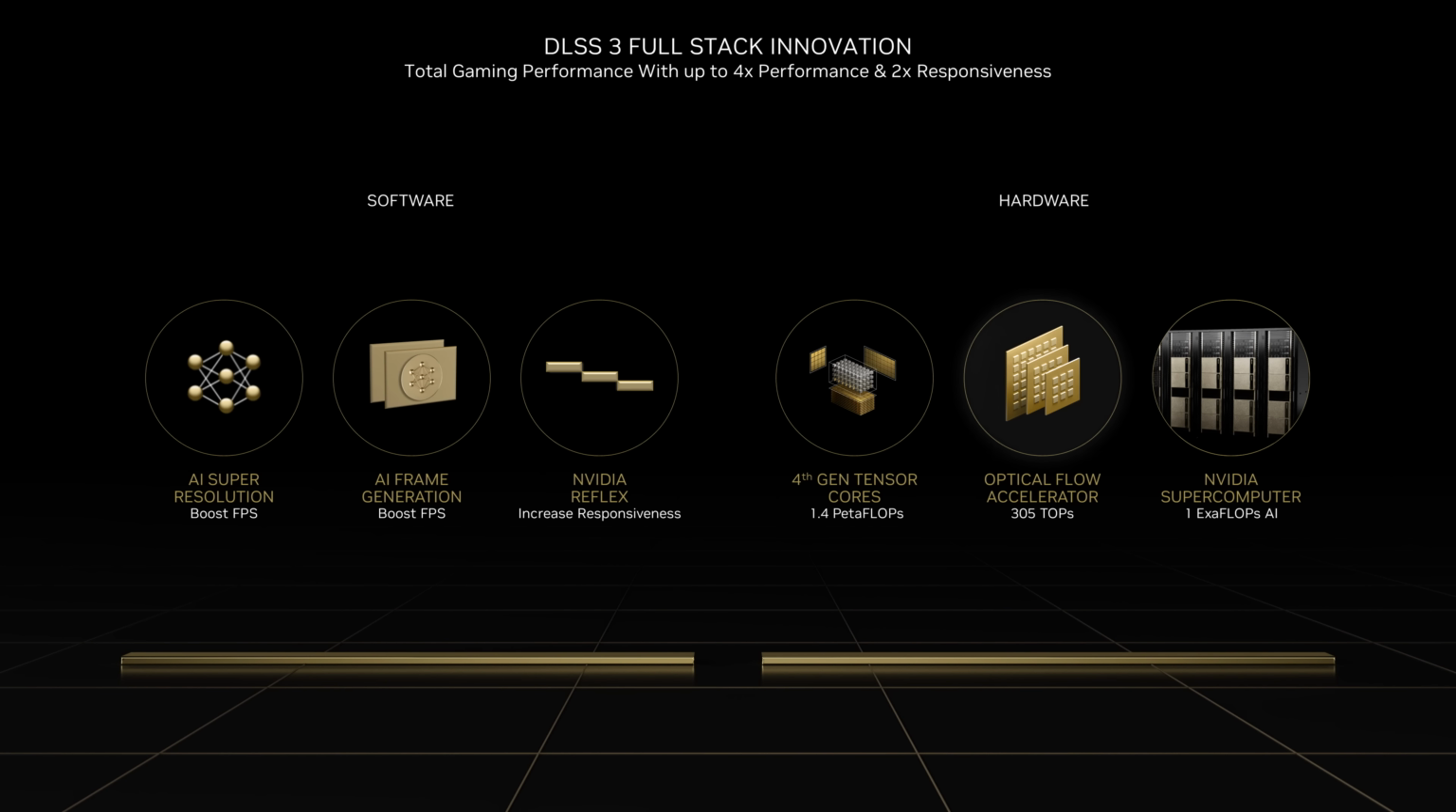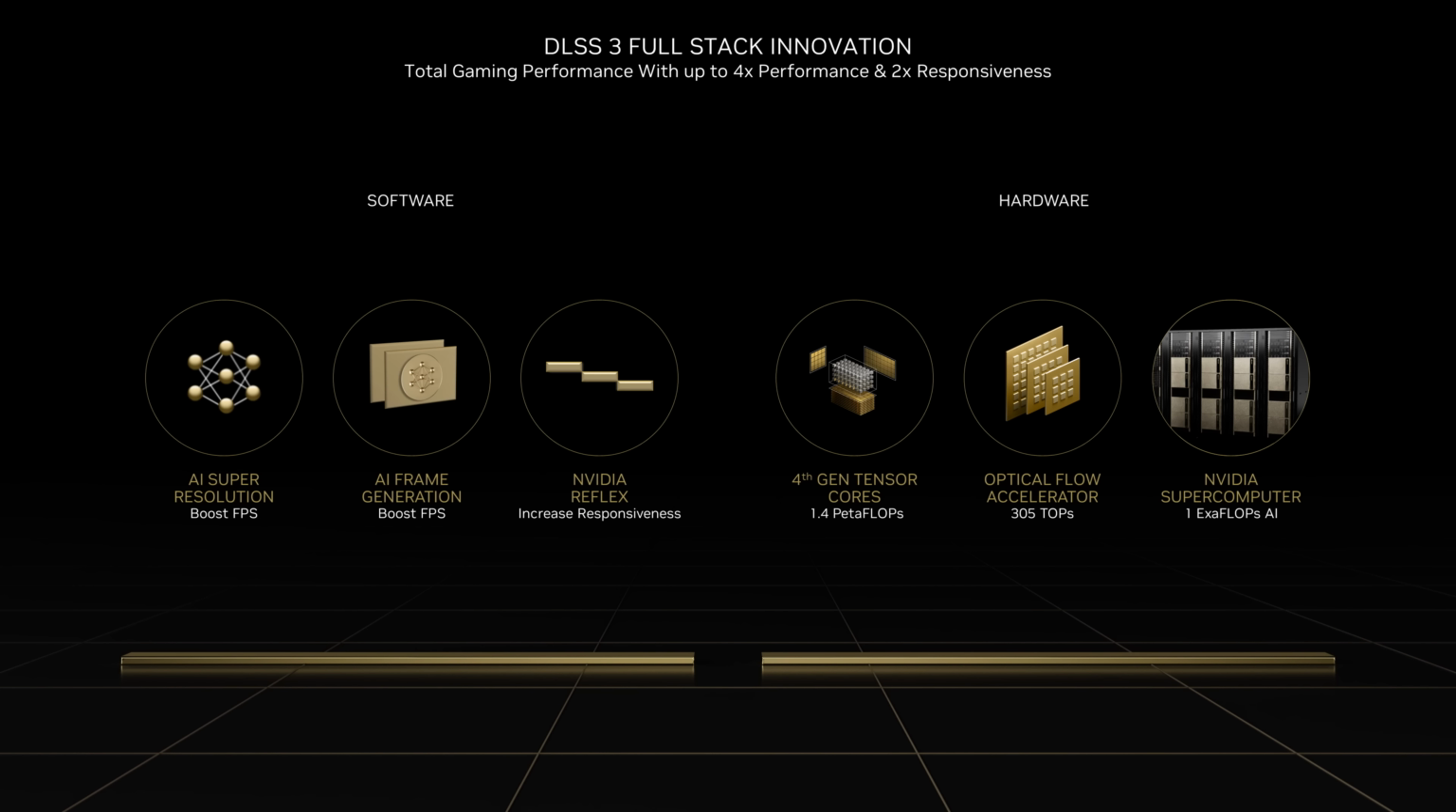The second component is Optical Flow Accelerator, which provides more than twice the throughput of older generations while also increasing quality. This is essential for the frame generation task. Third, we have our NVIDIA AI supercomputer, which is running at over an exaflop of AI performance in order to train DLSS models and improve image fidelity and motion quality.